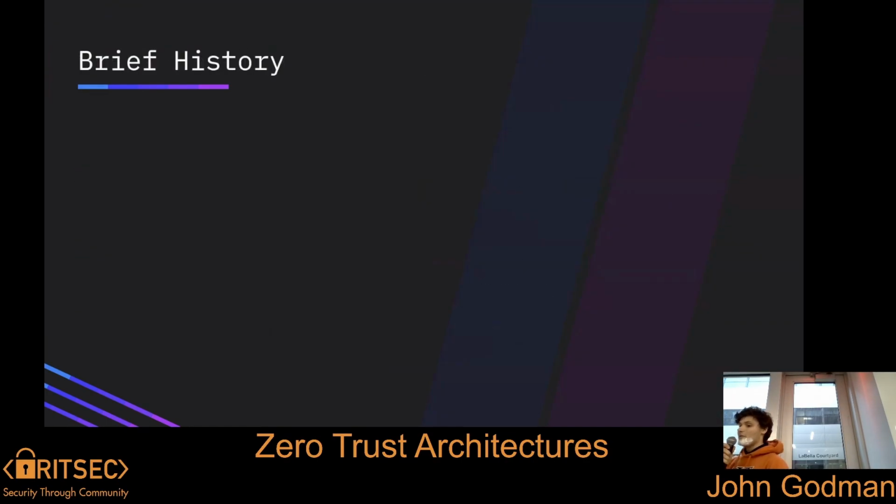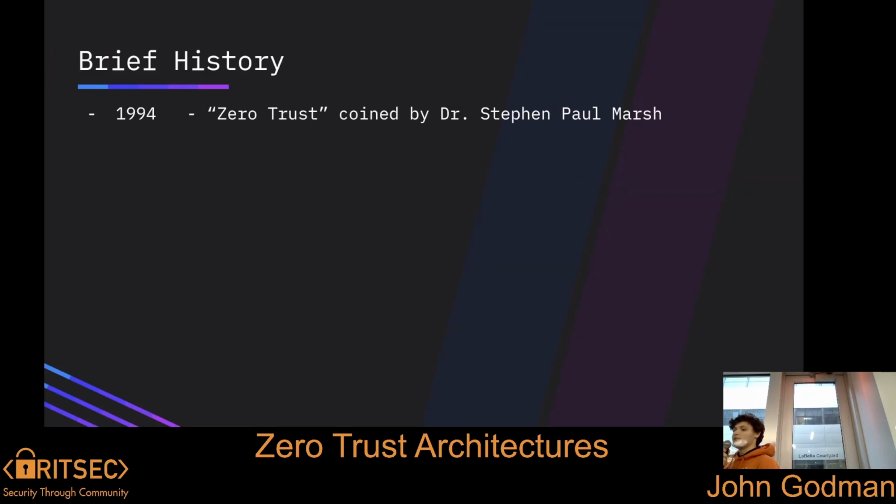And as a last bit of prerequisite information here, some brief history. The term zero trust was coined by Dr. Stephen Paul Marsh in his 1994 doctoral thesis, discussing trust as it relates to computation. And in the late 90s and early noughties, we started to look closer at the existing perimeter model and actually talk about why this is probably not the best.